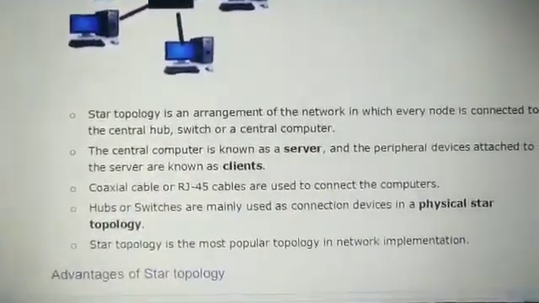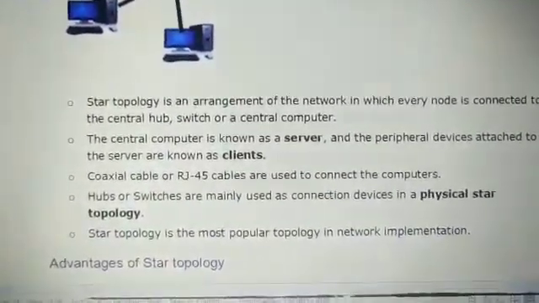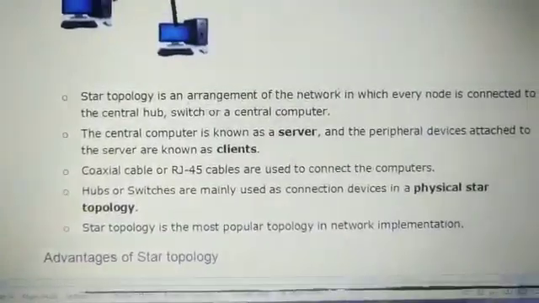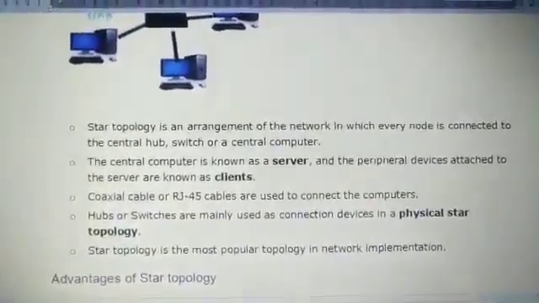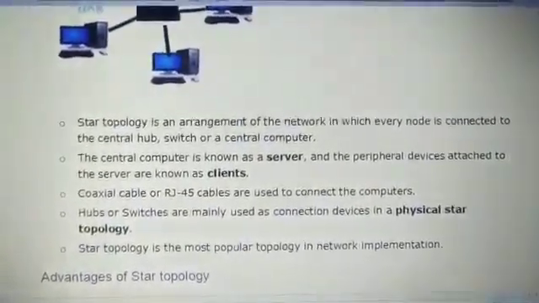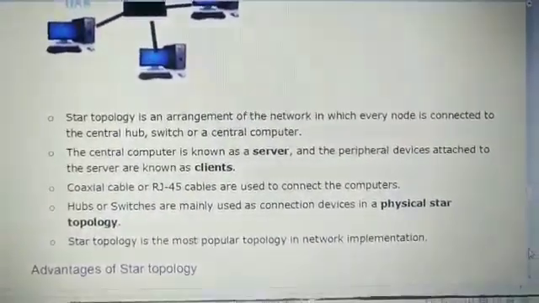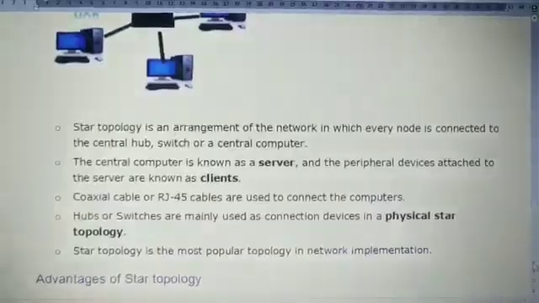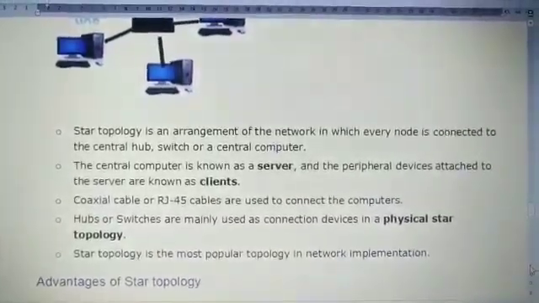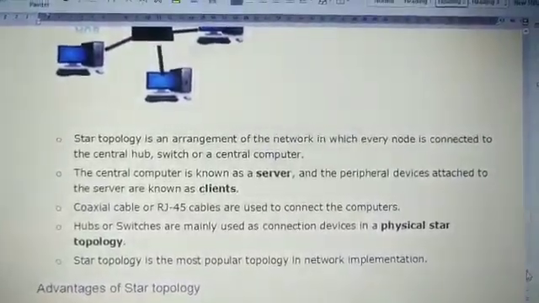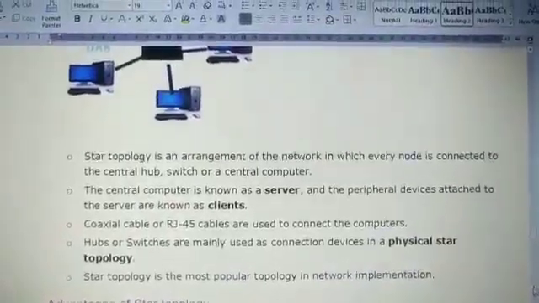Or here, UTP kind of cable, or you can use coaxial cable or RJ45 cable also. I said this UTP type of cable, coaxial cable, or RJ type of cable also we can use over here. Okay. So the hubs or switches are mainly used as connection devices in the physical star topology.